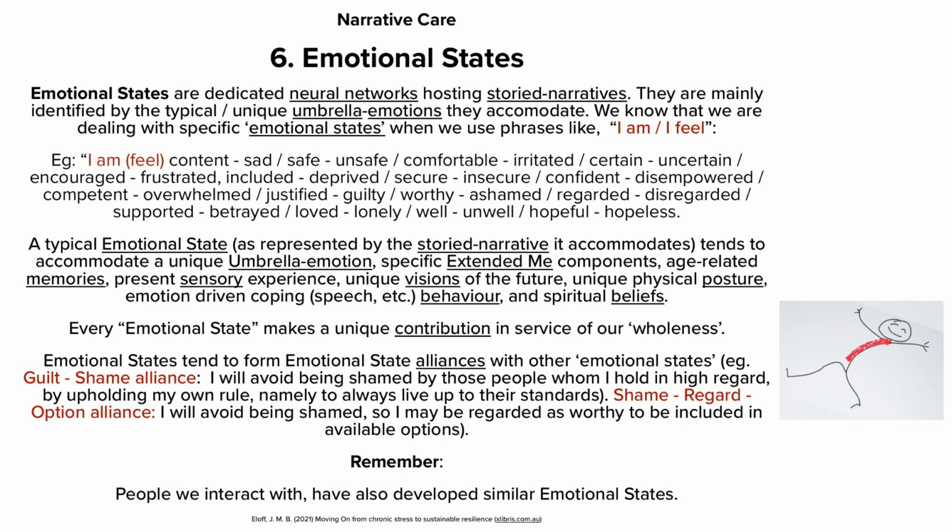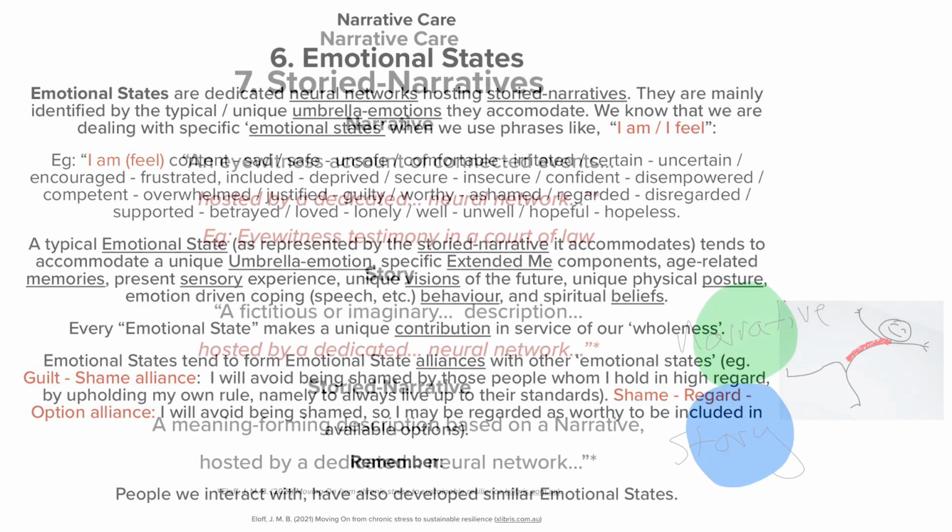Emotional states tend to form emotional state alliances with other emotional states. For instance, guilt-shame alliance. I will avoid being shamed by those people whom I hold in high regard by upholding my own rule, namely to always live up to their standards. Another example, shame-regard option alliance. I will avoid being shamed, so I may be regarded as worthy to be included in available options. Remember, people we interact with have also developed similar emotional states.